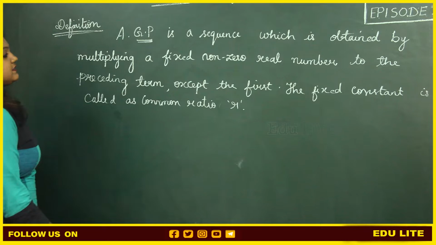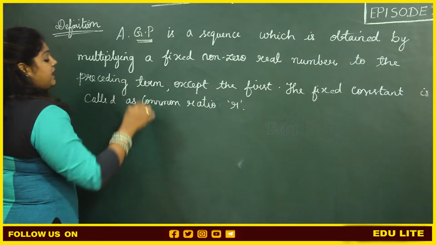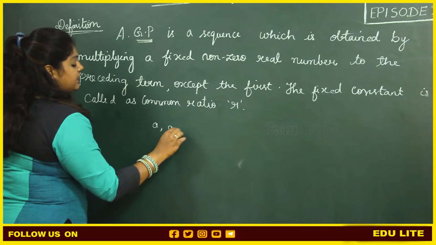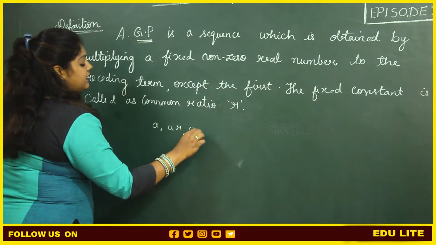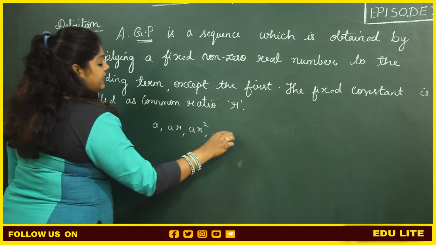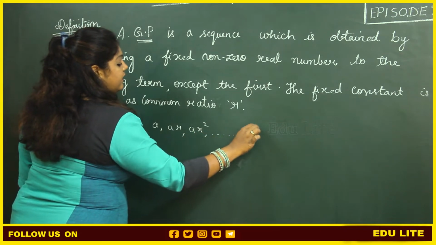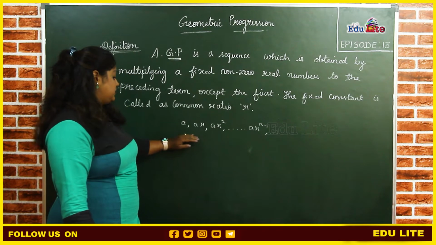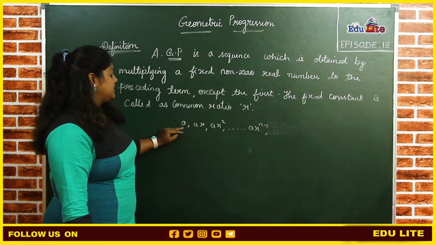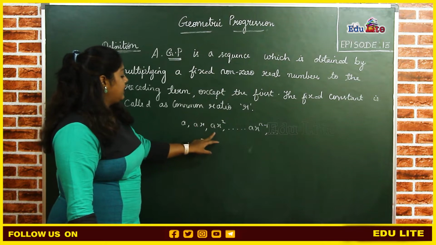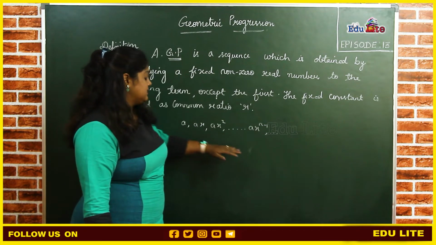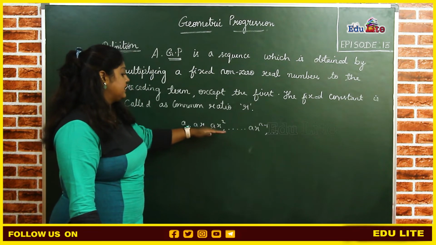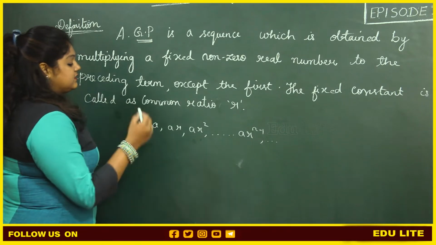Let me write the sequence of a GP. The GP is denoted as A, A into R, A into R square, etc. It goes on to A R power n minus 1. So, this is what we call a GP. A is called the first term, AR square, it goes on like this. If the given sequence is in such a format, then it is called a GP.